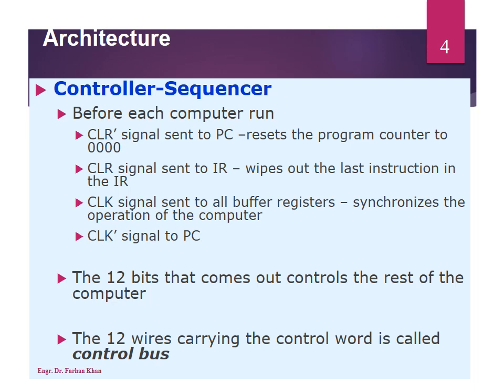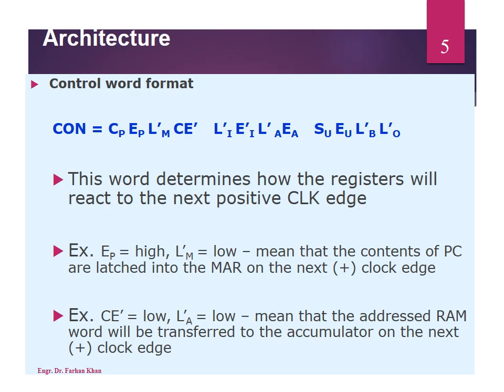The 12 wires carrying the control word are called the control bus. These 12 wires are basically part of the W bus, and the output of the controller sequencer is put on them. This is how the control word looks. Each of these values is either low or high: CP, EP, LM bar, etc. The word determines how the registers will react to the next positive clock edge.